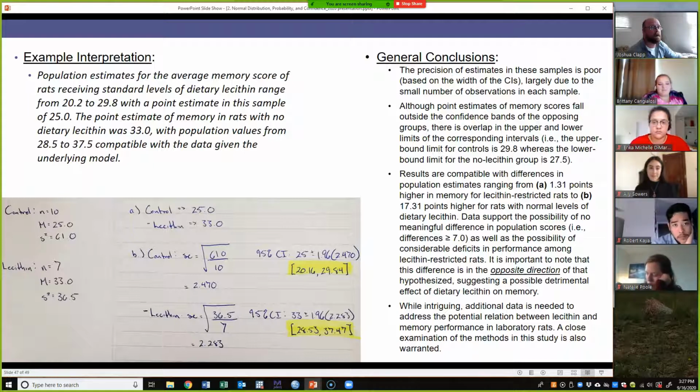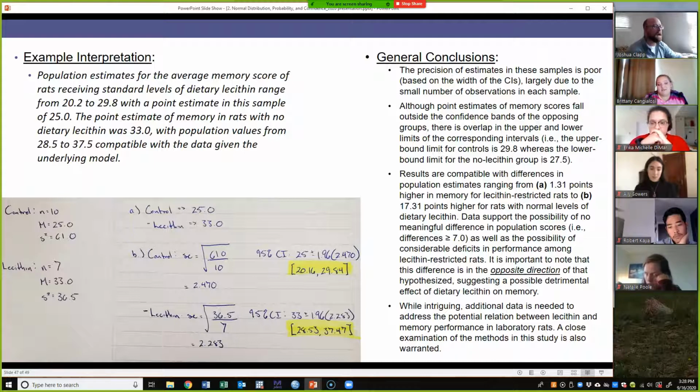So the control group that did receive lecithin, their memory varies with a 95% confidence interval between, if this is right, you can correct me, 20.16 and 29.84. Is that okay? Yeah, that's good. And what about the no lecithin group? The no lecithin group with a 95% confidence interval have their memory varied between 28.53 and 37.47.